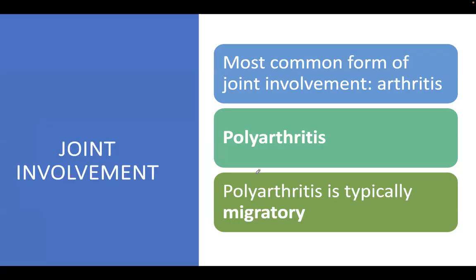Now, as to the joints, because we mentioned polyarthritis is the most common. It's a migratory type of polyarthritis, which means it moves from one joint to another, transferring from one extremity to the other, from left to right. So it's asymmetric. In my experience of encountering rheumatic fever, both in training and actual practice, it's actually the arthritis which is the presenting manifestation that we get.